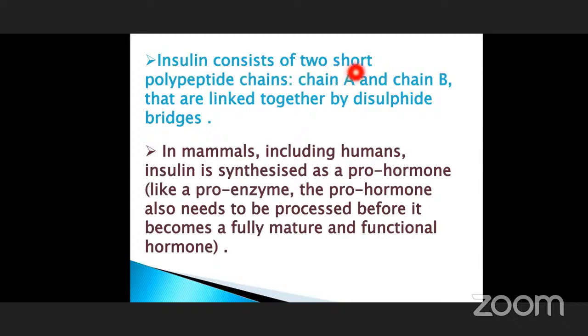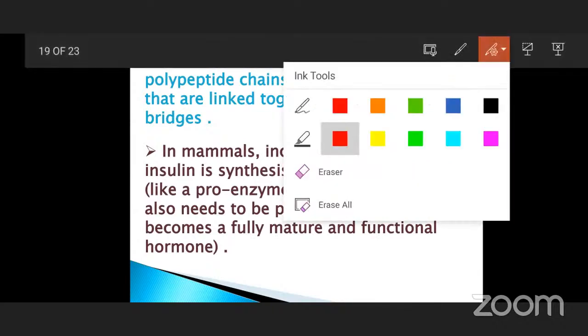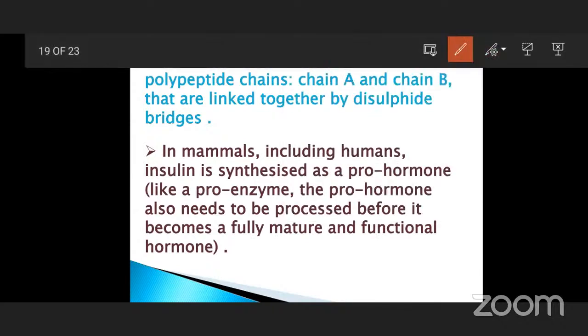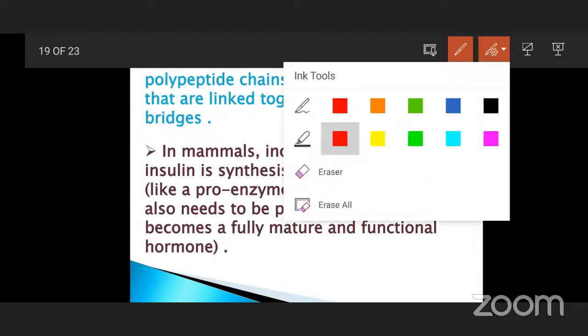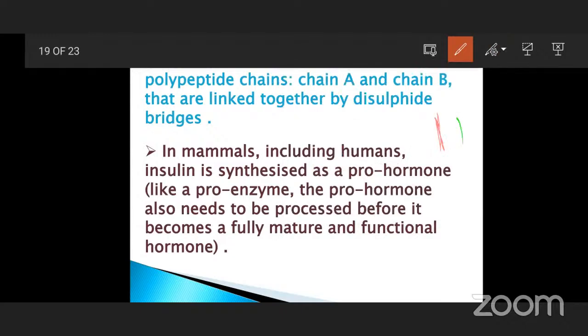In general, insulin consists of two short polypeptide chains, chain A and chain B, that are linked together by a disulfide bridge. So, in general, insulin consists of two polypeptide chains, chain A and B. Those two chains are linked together with the help of disulfide bridges. Okay?